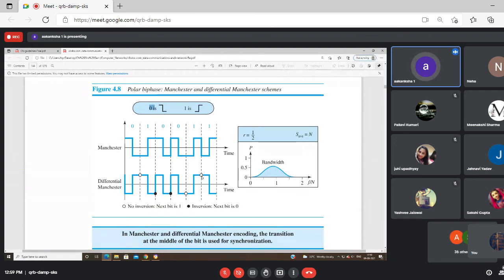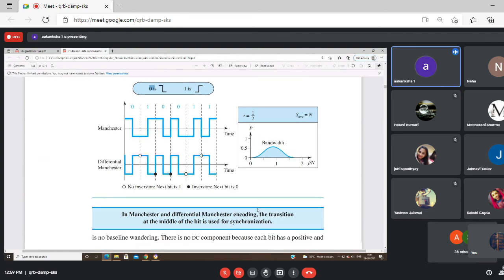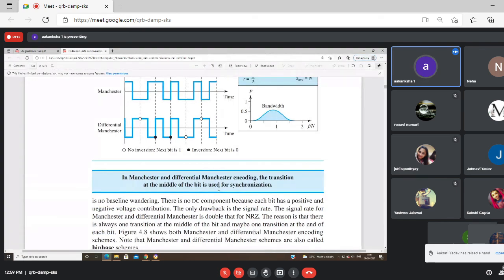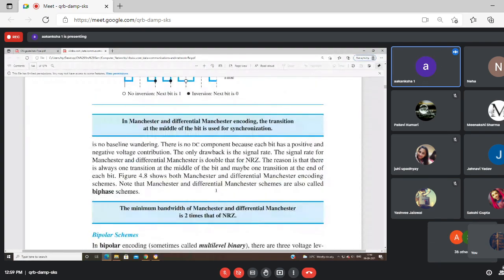So the next bit is again 1. I will not do any inversion at the start of the bit, but in the middle of the bit, I'll do a transition for synchronization from high to low. This is known as differential Manchester encoding. So we are doing a transition in the middle of the bit, which is used for synchronization. Fine.